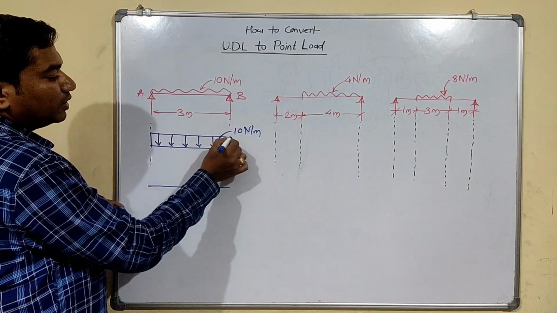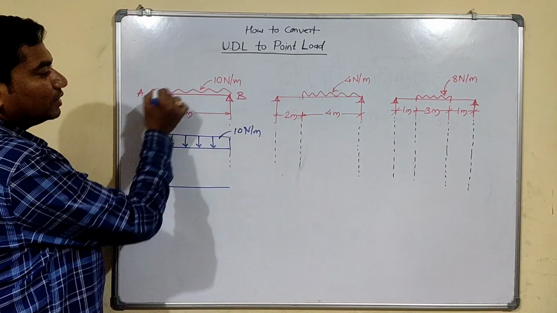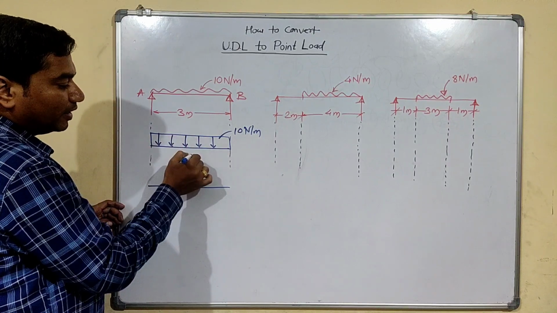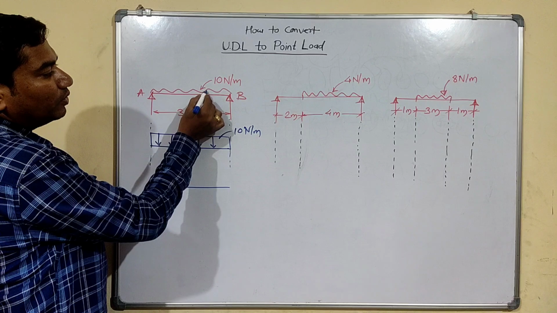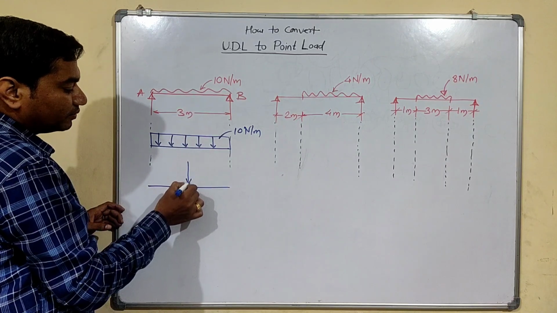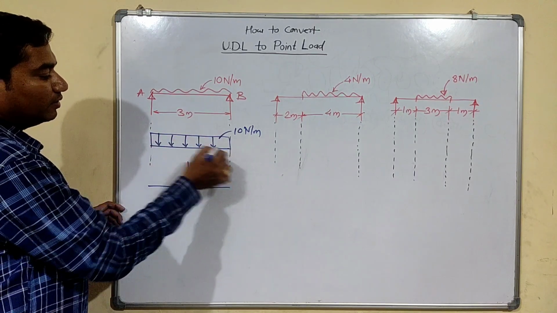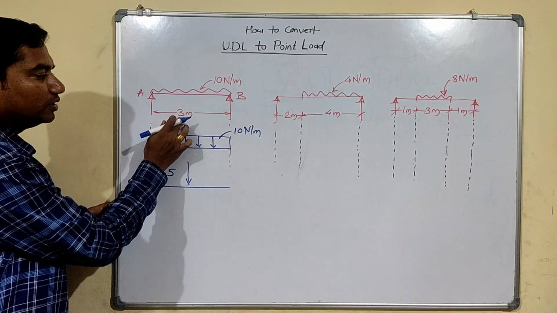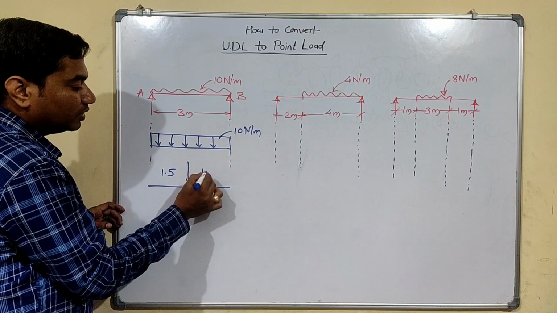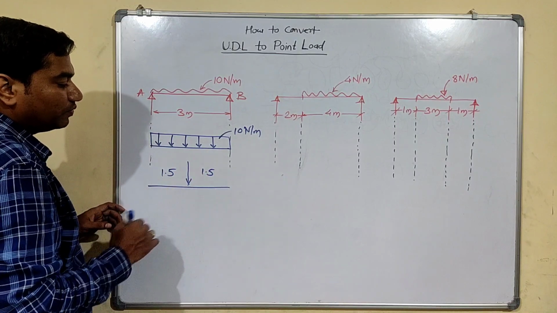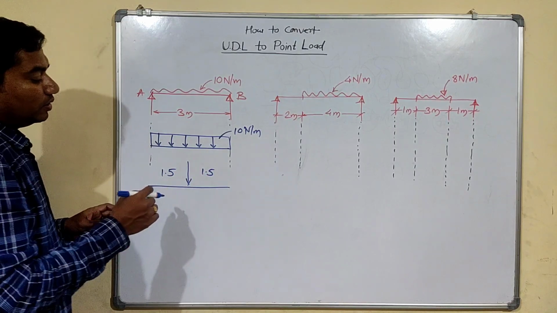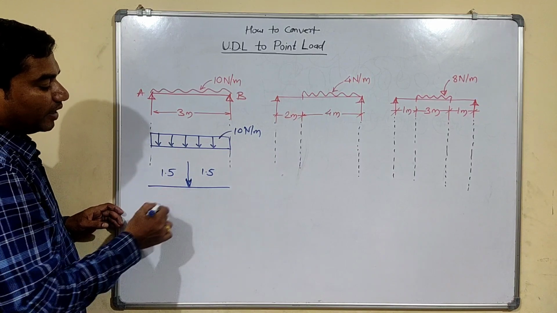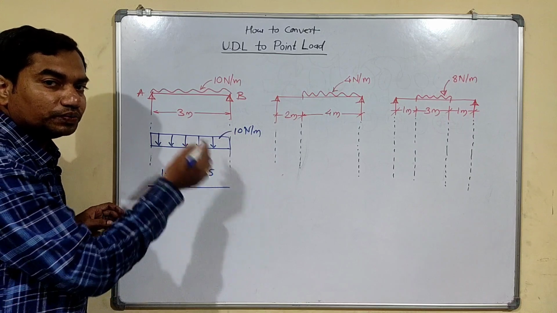Then if the rectangle represents the UDL, then the CG of the rectangle is L by 2, that is 3 by 2. So hence the point load will be acting at the center of this rectangle along the length. So hence this distance will be half of the 3 and this distance will be half of the 3, that is 1.5 and 1.5 meter distance. So this is the point where the point load will be acting if we convert the UDL into point load.